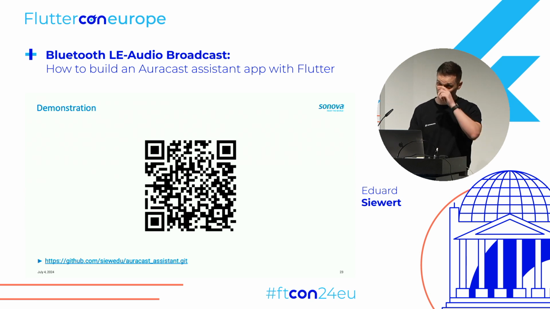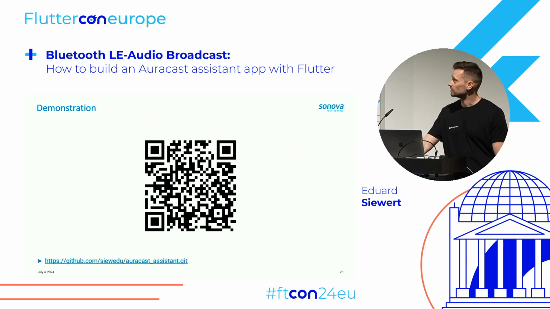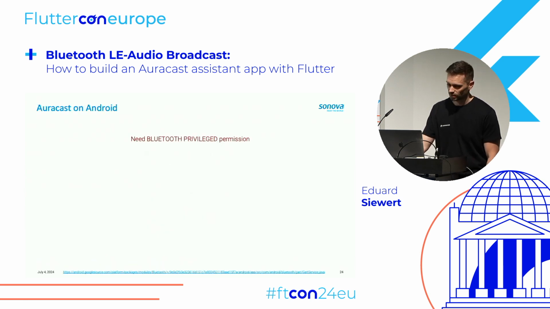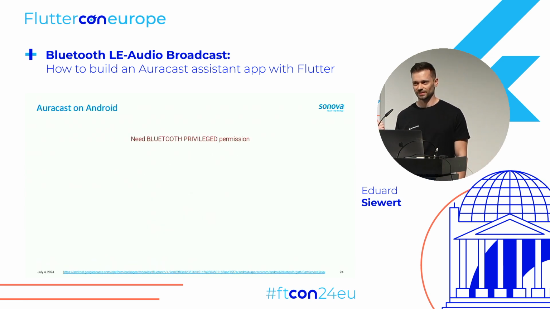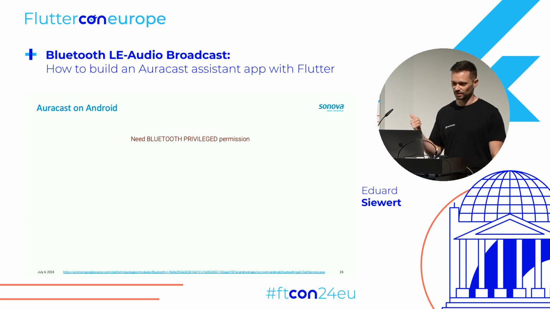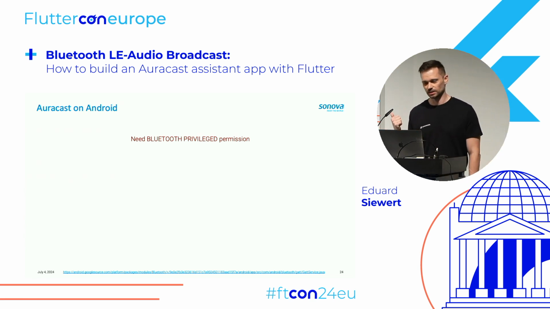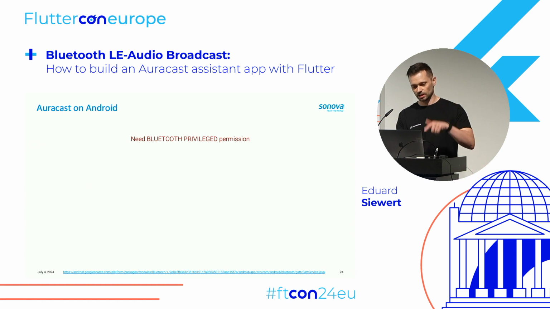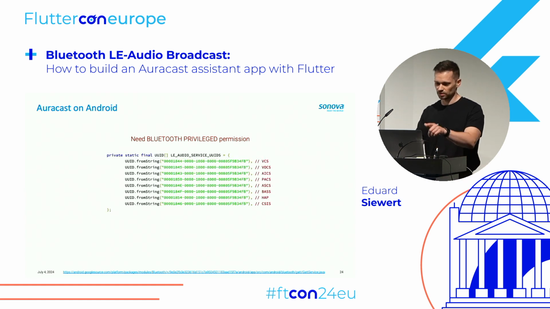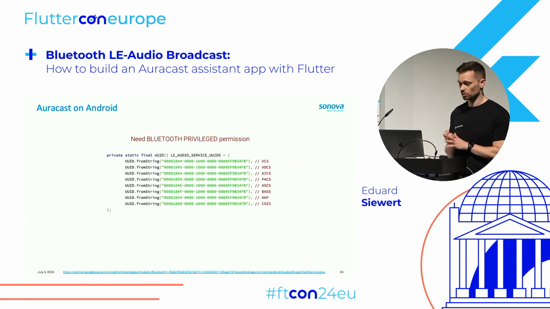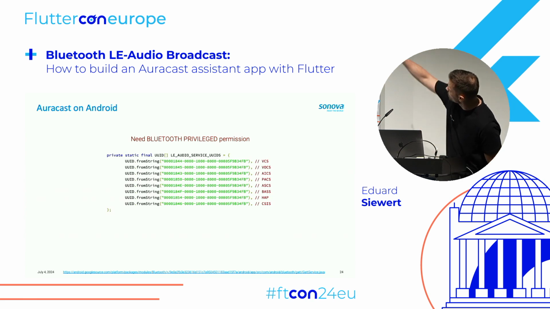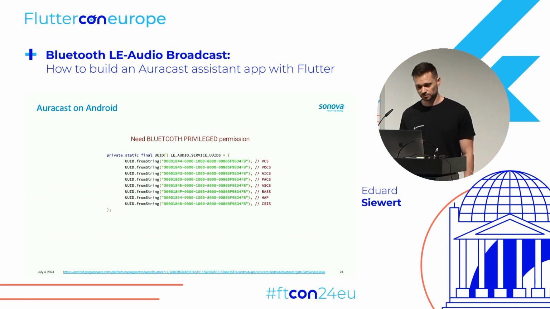But then if you try to run it on Android 13 or higher, what you will actually see is this: "Need Bluetooth privilege permission." It turns out the Android team has restricted access to the services that we need only to system applications. No third-party applications are allowed to access this. You can check the source code on Android, and there's a list of these restricted LE audio services, and you can see our BASS service is listed there.